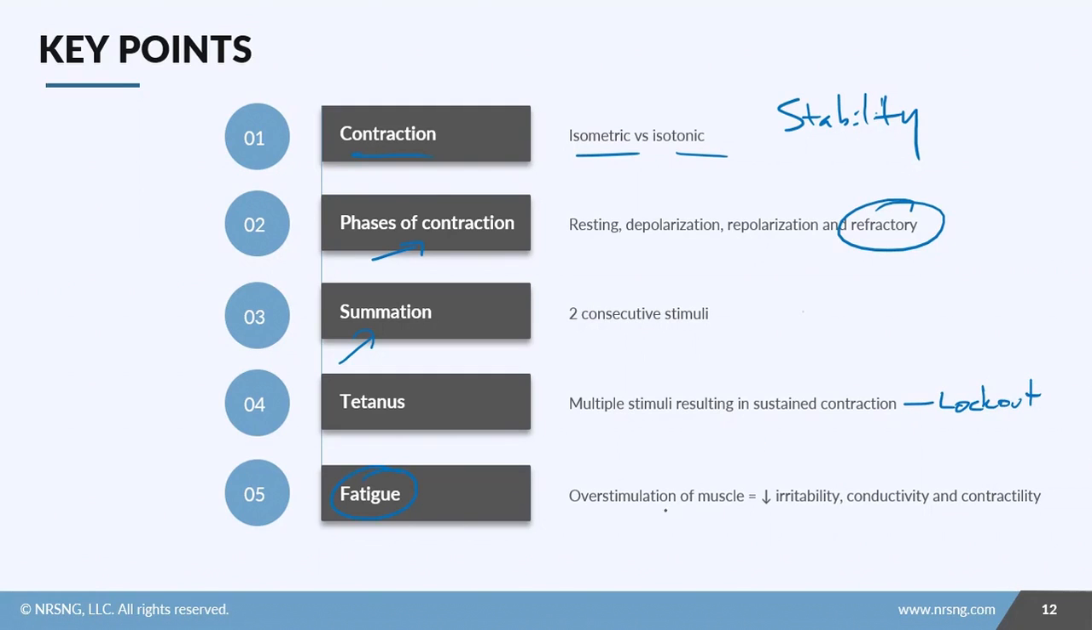When you have fatigue, you have this overstimulation of the muscle. You're going to have that decreased irritability, decreased conductivity, and decreased contractility. And what happens is the muscle is just overwhelmed with the amount of stress, and it's not going to work. Remember, this doesn't happen in real life because we have circulation, which helps with that. But it's important to understand because muscles do get fatigued, and at some point they do need to rest and relax and restore themselves. But you're never going to get complete fatigue.